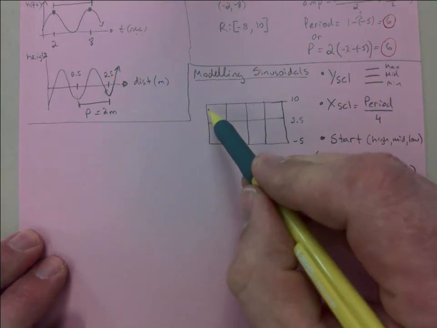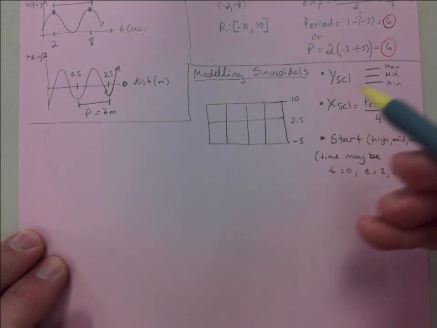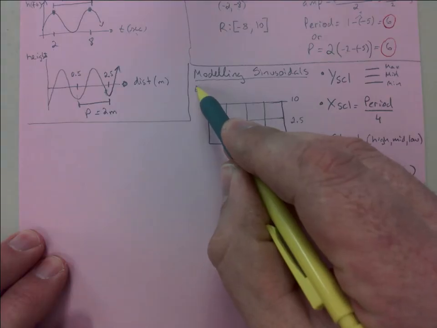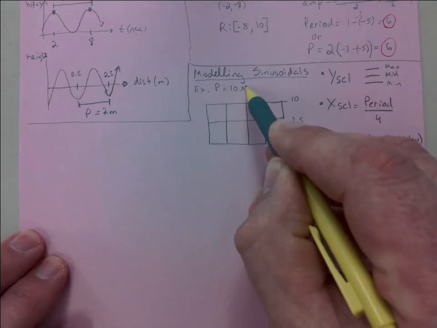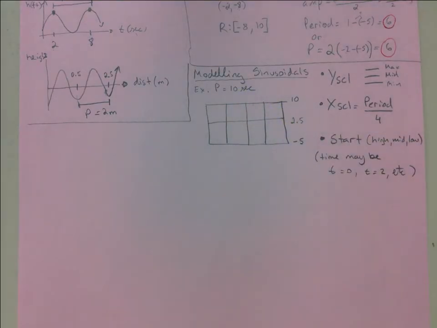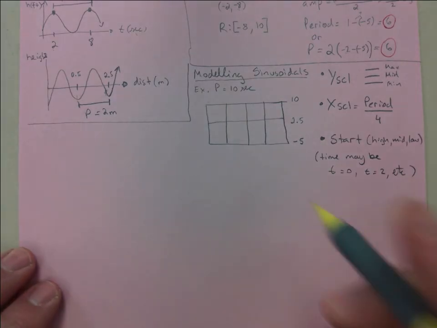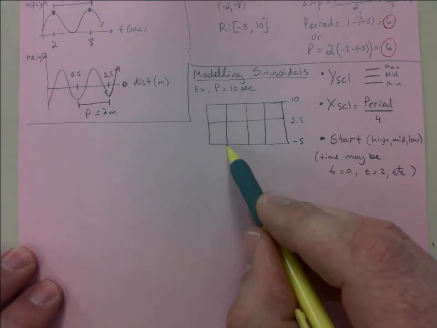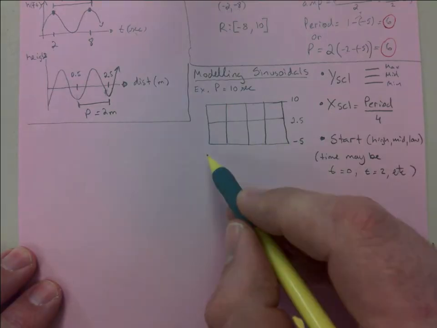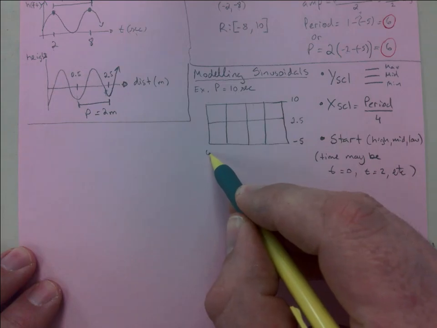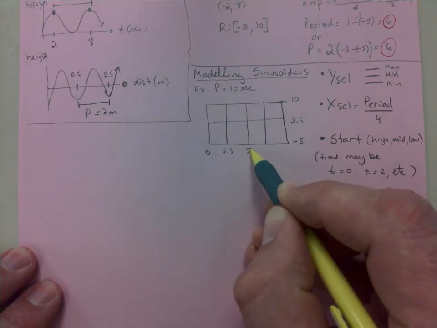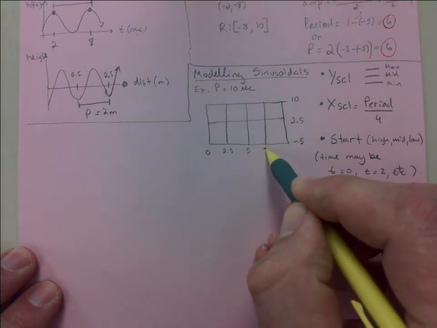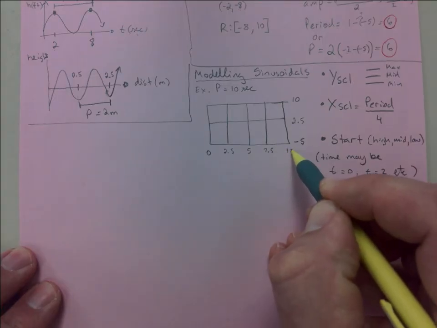And so, let's say for example, the period is 10 seconds. Let's just say for this purpose, the period is 10 seconds. How much am I going to go up by every time in terms of the x? This will be 0. This will be 2.5. This will be 5 because it's half a period, right, down the middle. 7.5, 10. Okay.